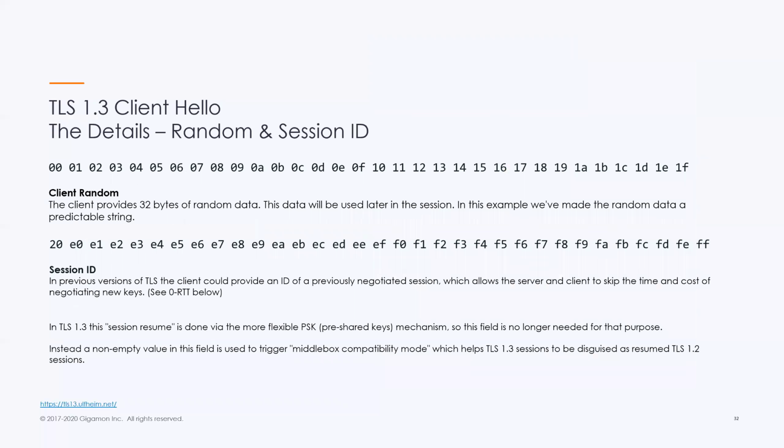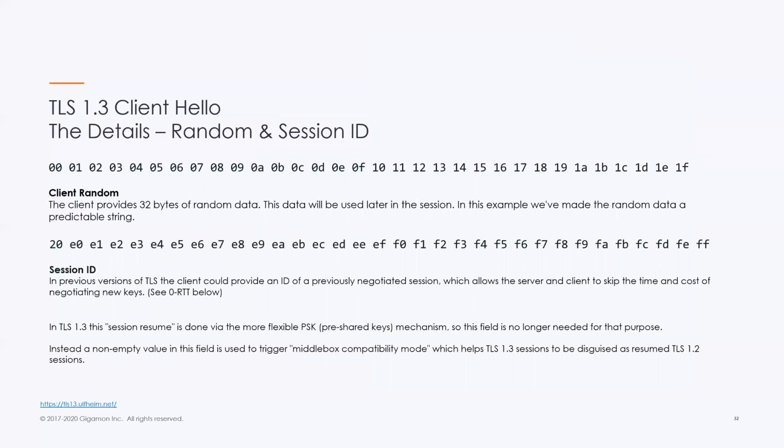So in detail, the client random is 32 bytes of random data. It's going to be used later in the session. Then there's the session ID. In previous versions, TLS 1.2, a client could provide an ID of a previously negotiated session. That allows the client and the server to skip over the time and the cost of negotiating new keys. In TLS 1.3, that session resume is done using a different mechanism, which is the pre-shared key mechanism. So that field is no longer used for that.